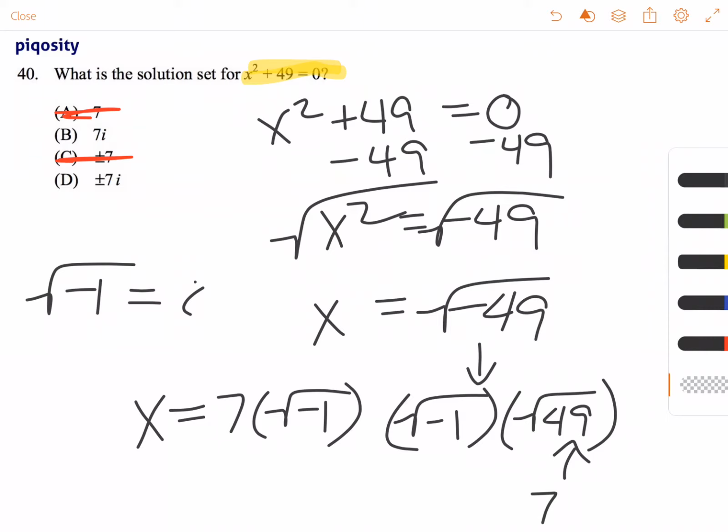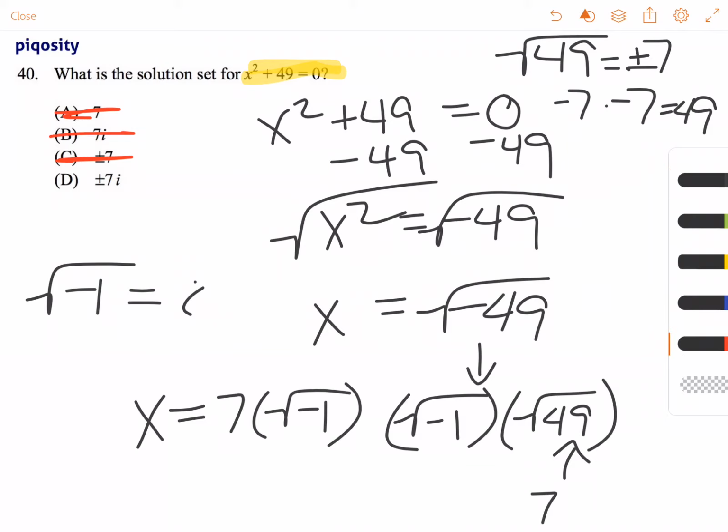But remember, whenever you take the square root of a number, it could be positive 7 or negative 7, because negative 7 times negative 7 is equal to 49. So because of that, B works, but it's not enough. It's not our complete answer. So only answer choice D is plus or minus 7 times the square root of negative 1, otherwise represented as i.